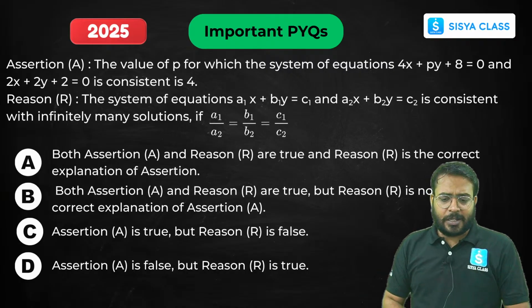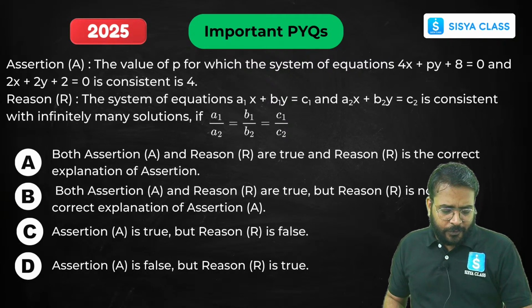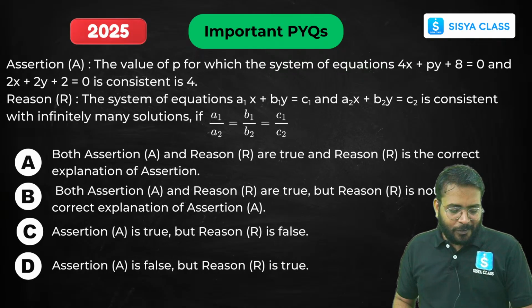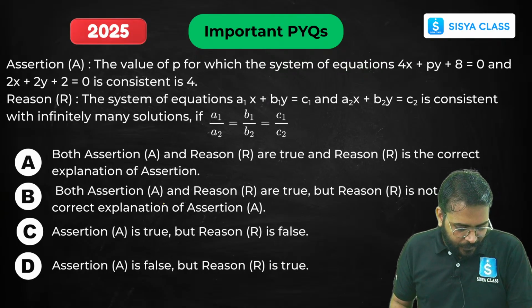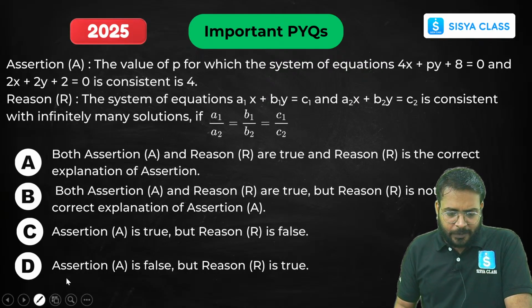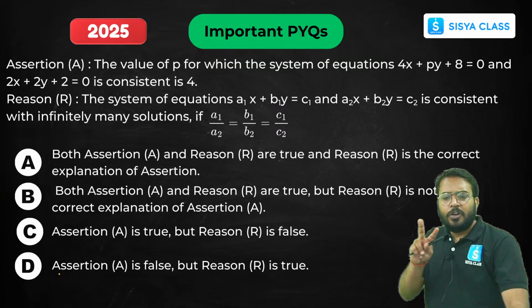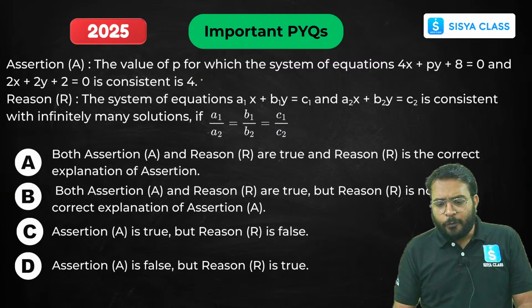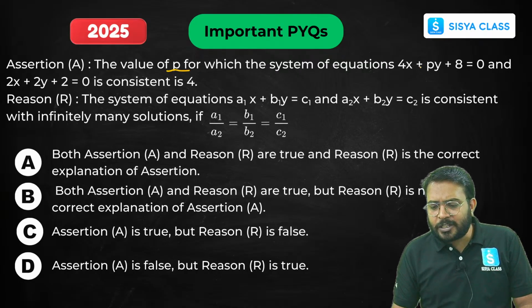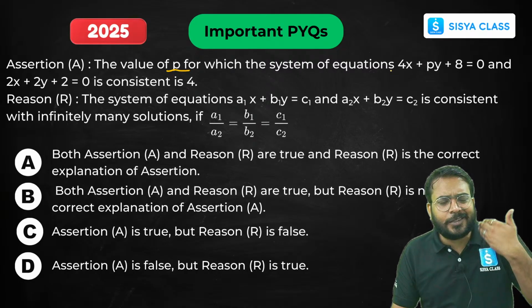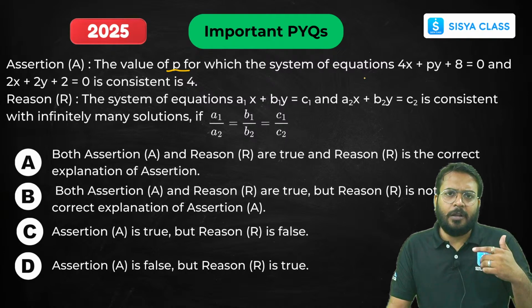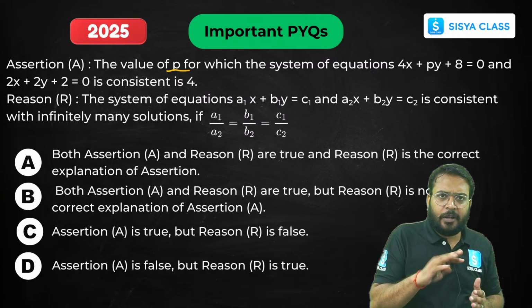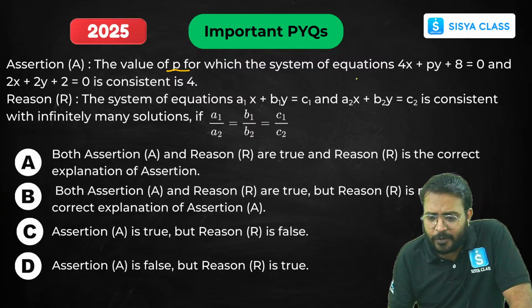Let us see one assertion type question which was asked in 2025, that means last year. Here you can see two statements are given, assertion and reason. In the assertion they have given: the value of p for which the system of equations this and this is consistent is 4. Consistent means it can be either a unique solution or infinite solutions. Let us see whether they are consistent or not.